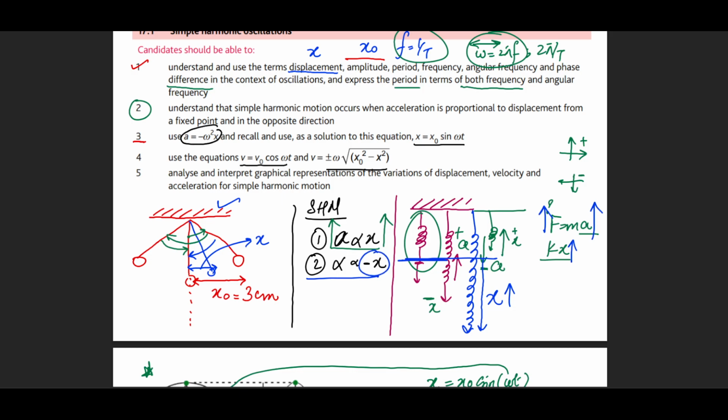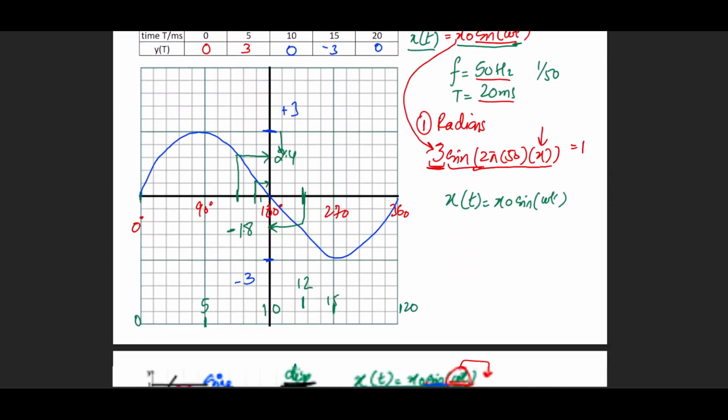The displacement and the acceleration should be in opposite directions. If you want to go right, the acceleration should be left, and if you're on the left, the acceleration should be on the right. Similarly, the farther you go from the main position, the stronger the factor trying to take you back to the main position should get, right? So these are the two conditions for SHM, or simple harmonic motion.